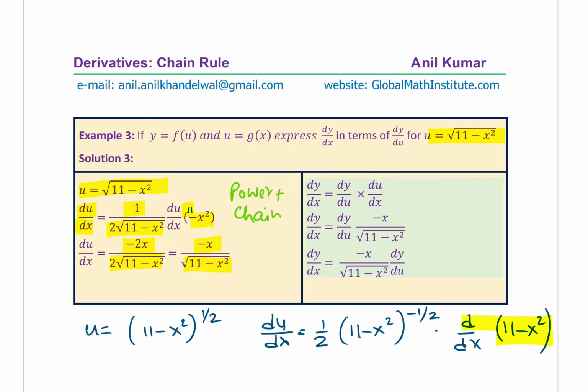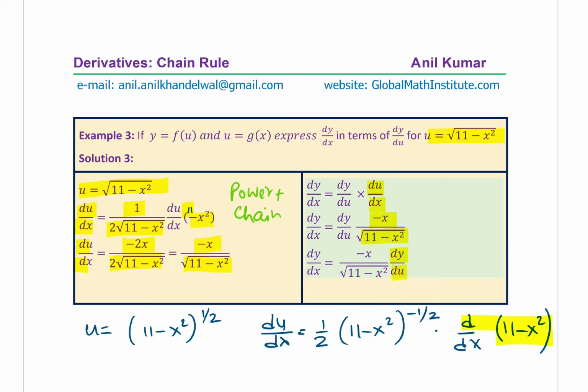Now, the question is, if y equals f of u and u equals g of x, express dy/dx in terms of dy/du for u equals the square root of 11 minus x squared. So dy/dx is dy/du times du/dx. We already have what du/dx is. Substitute that particular value, right? So we get the result in terms of dy/du. That's what we want, and that's the result. So it's a tricky question, but that is how you could rephrase and write down your answer. I hope it makes sense, right?